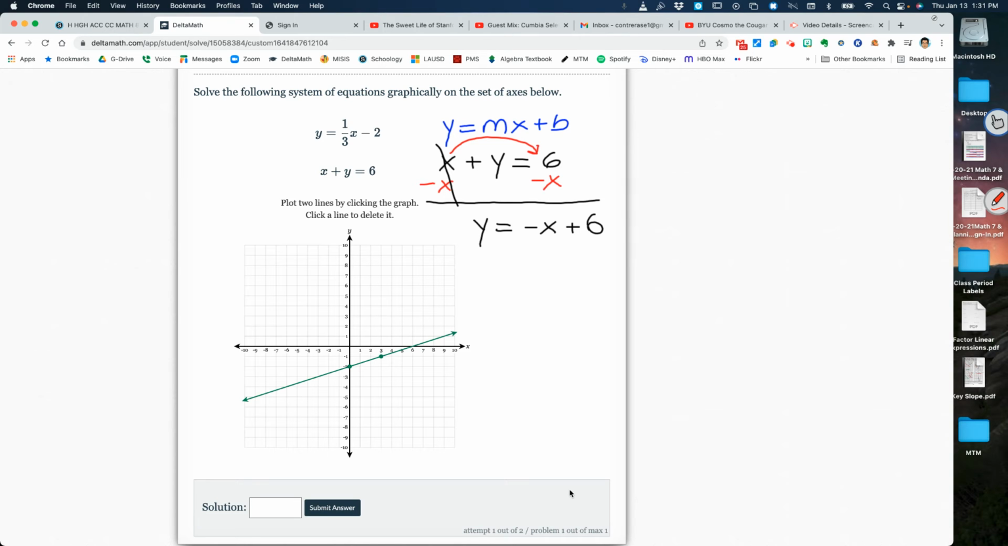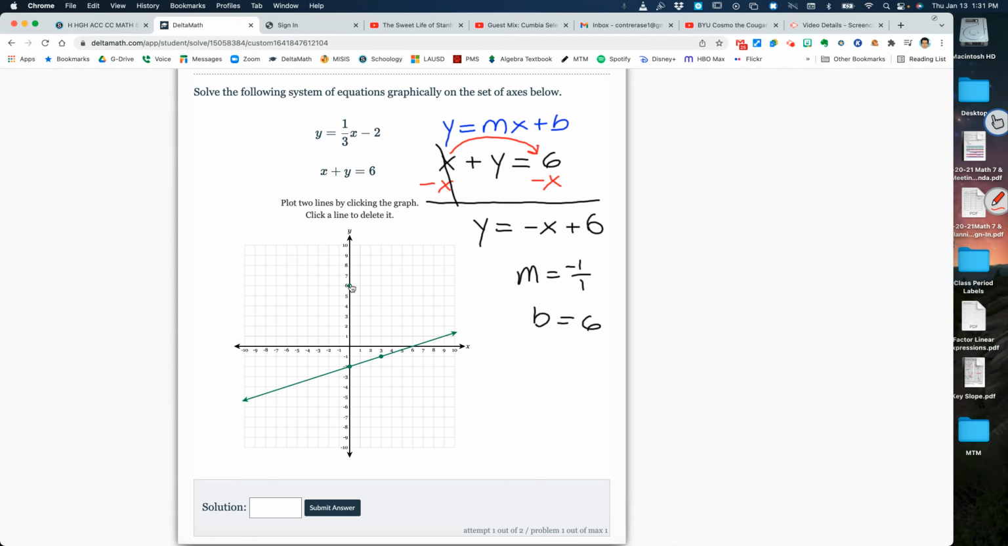Okay, so now we know the slope. -1 over +1, and the y-intercept, of course, is 6. So that one was easy. Just move the x over to the other side. Okay?